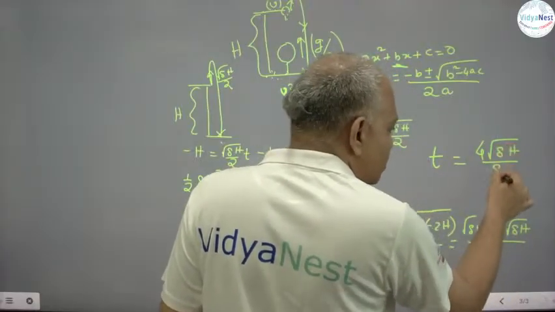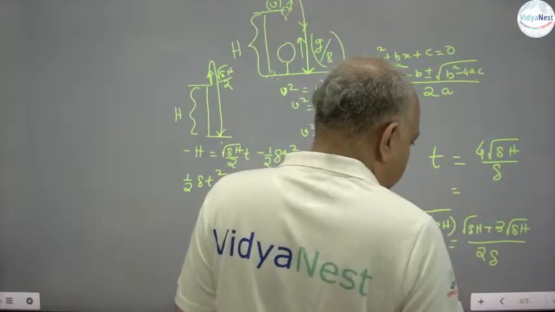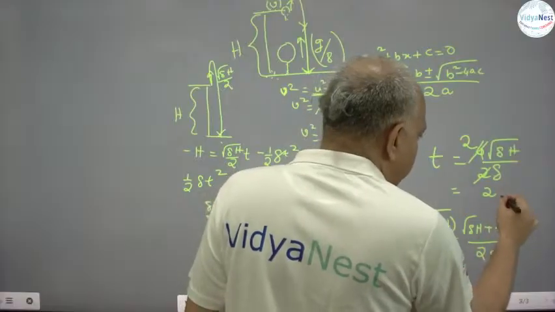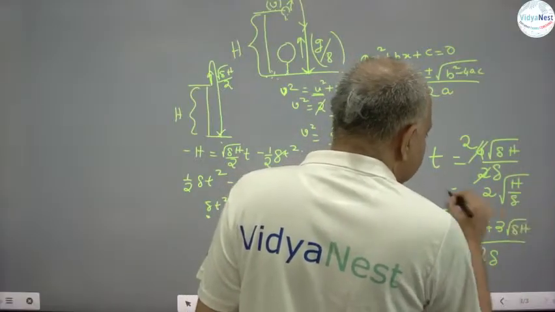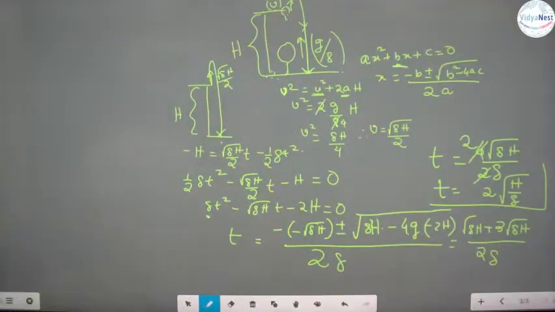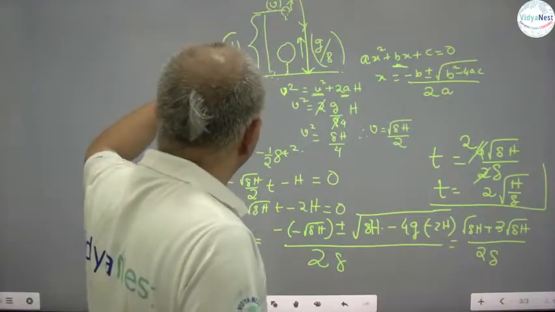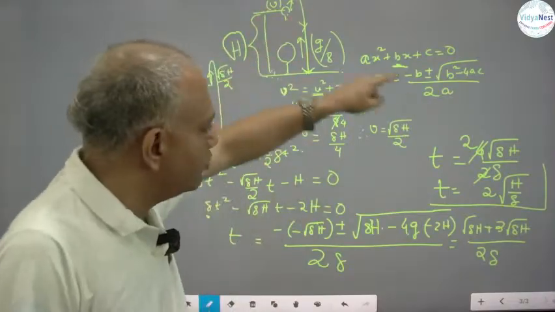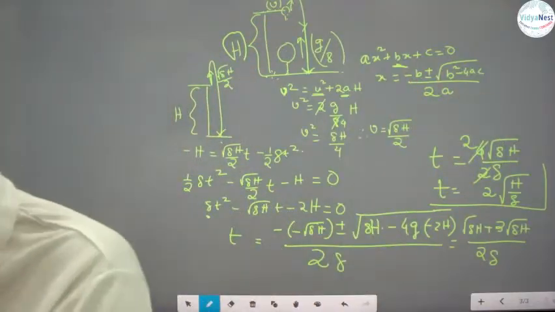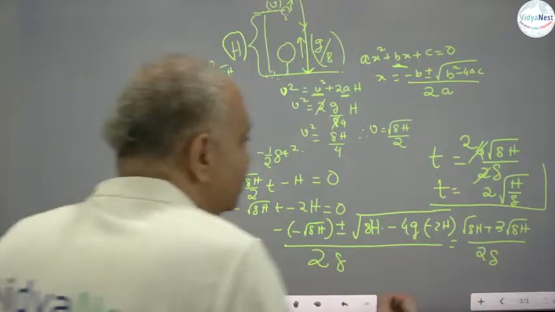So this root g cancels out. 4 by 2 is 2, so we get 2 root over h by g. This is the time from that balloon. If I release an object, whenever the balloon has reached this h height, it will come to the ground. Any object just released will come to the ground after this much time.